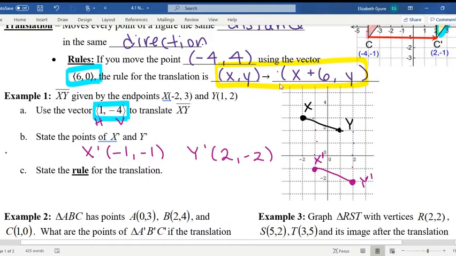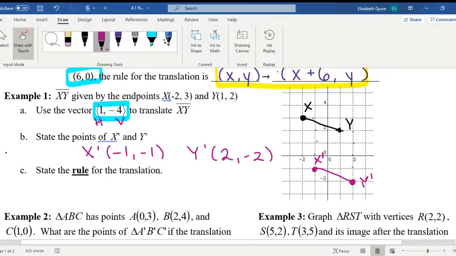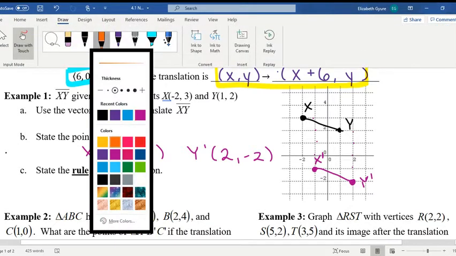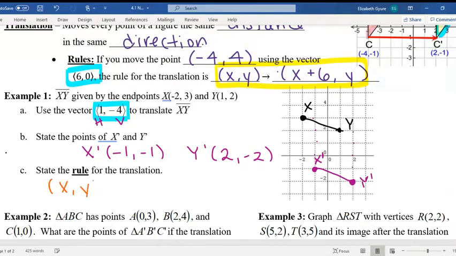So if you look at rules, that's what I highlighted up here in yellow. If we write this as a rule, we would do X, comma, Y, and then an arrow. That means any generic point, X, Y, becomes, that's what the little arrow is supposed to signify. And then you'll put X, and then your vertical component was 1. So it would be X plus 1.